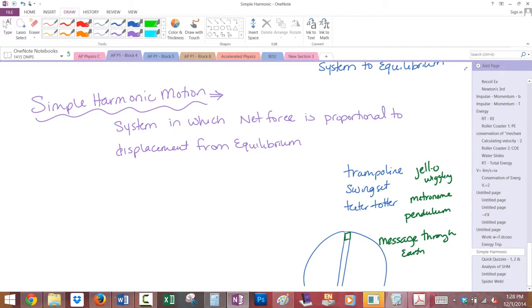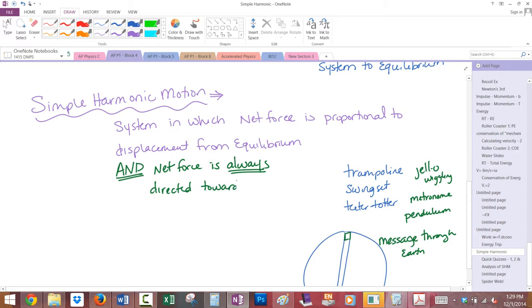For the definition of simple harmonic motion, a system in which the net force is proportional to displacement from equilibrium, and there's an "and" in there, sorry. The net force is always directed toward the equilibrium. Okay.